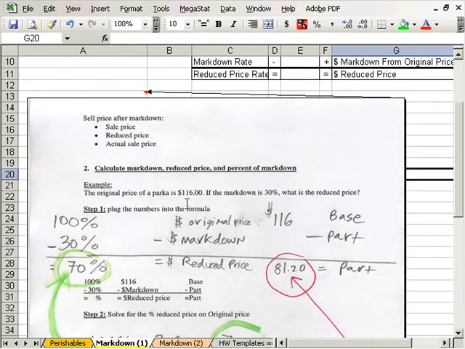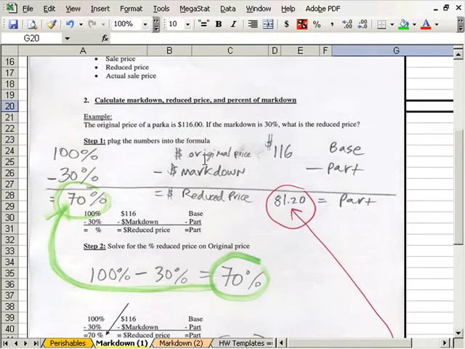Hey, here's a markdown problem. We actually already did some of these in Chapter 3, but here it is again. The original price of the parka is 116 bucks. Wow, must be an expensive parka. Man, that must keep you dry and have a heater in it and everything. If the markdown is 30%, what is the reduced price?